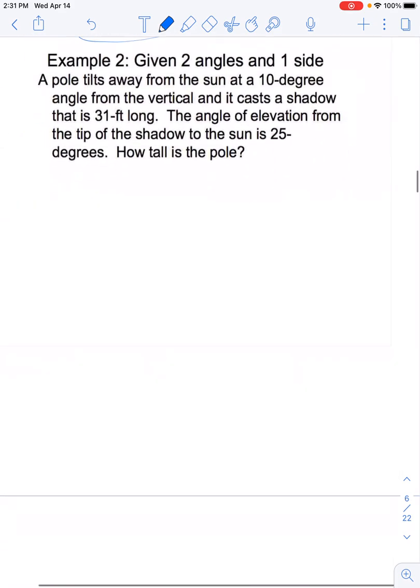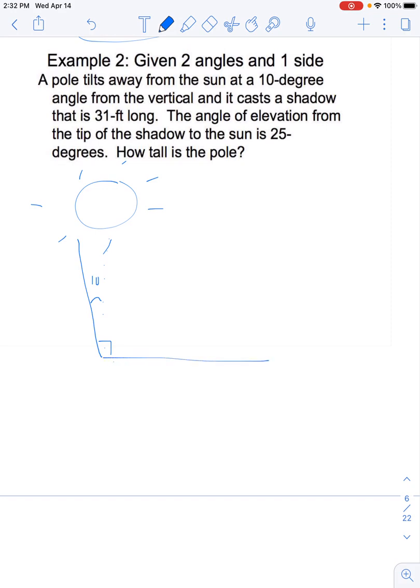Example 2, given two angles and one side. A pole tilts away from the sun at a 10-degree angle. So if we have the sun, and here's our 90-degree angle, the pole might be a little bit off center where this is 10 degrees. The pole casts a shadow that is 31 feet long. The angle of elevation from the tip of the shadow to the sun is 25 degrees. How tall is the pole?